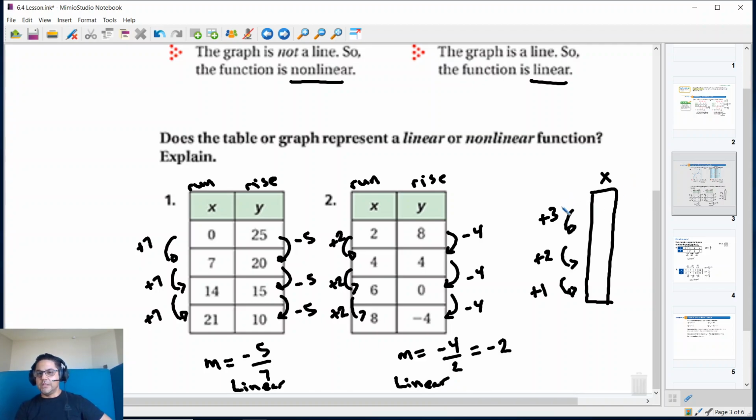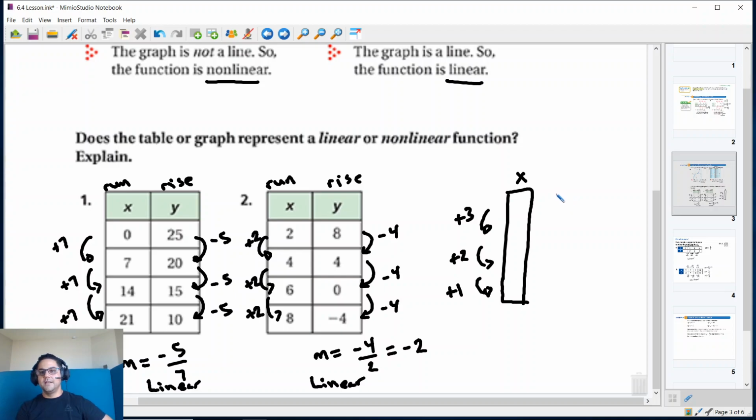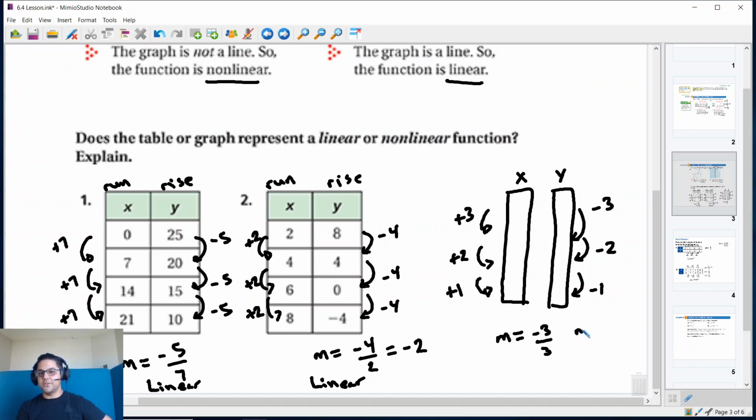Again, if you only look at the x's, you cannot determine if it is linear or nonlinear. So again, instead of just having the numbers, I'm just talking about the change really quick. So let's say that we have it as a subtract 3, a subtract 2, and a subtract 1. So if I did that correctly, I would have a slope of -3/3, another slope of -2/2, and I'm running out of room.